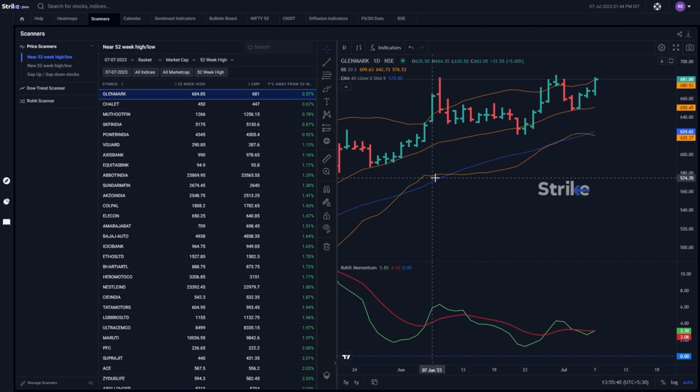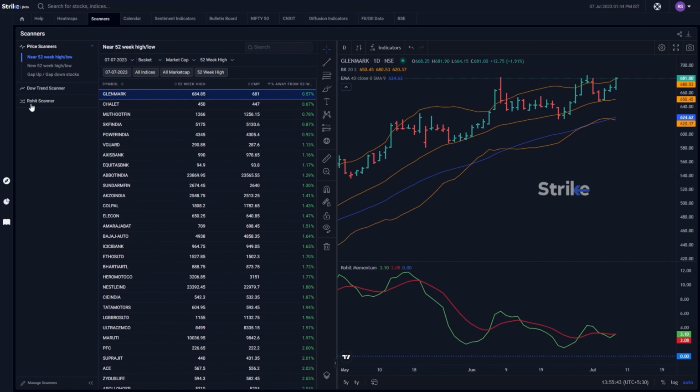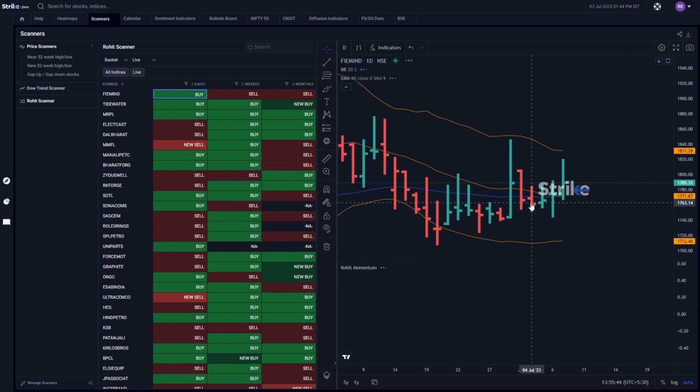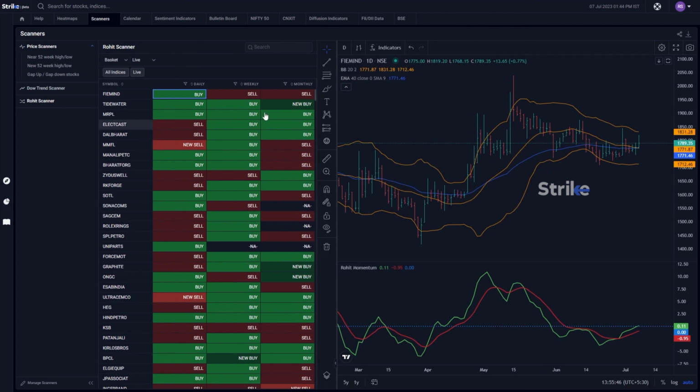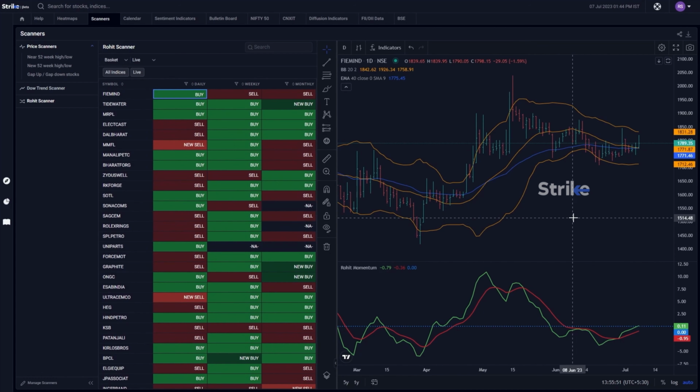Okay, what the scanner here is essentially doing, which is the Rohit scanner, the moment you click on it, it's telling you these signals across time frames. So it's saving you a lot of work, where you would have to go to the technical chart and switch between daily, weekly and monthly and look at each chart and see what the setup is. Here it is telling you the setup right in front, so you've actually scanned it.